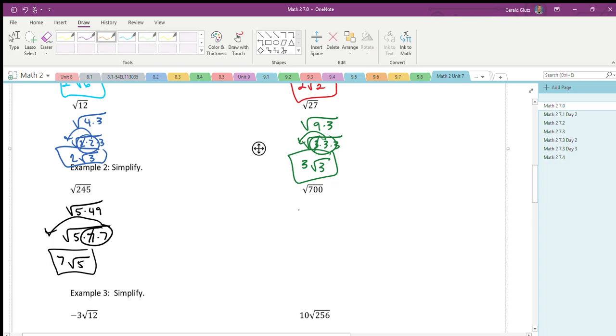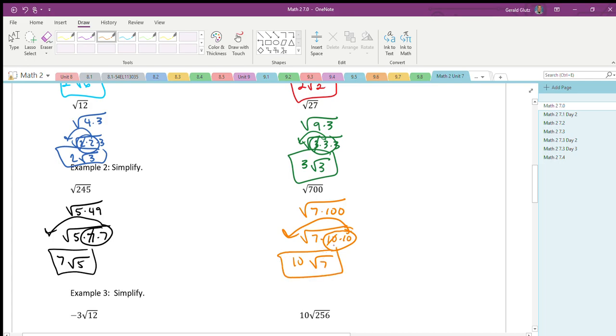Square root of 700. Anytime a number ends with 2 zeros, it's divisible by 100. So 7 times 100 is equal to 700. 7 is a prime number, so I cannot factor it. But I can factor 100, and I happen to know that 10 times 10 is 100. So I got a pair of 10's. One of those 10's goes away, the other one comes out. So 10 times root 7 would be your answer.